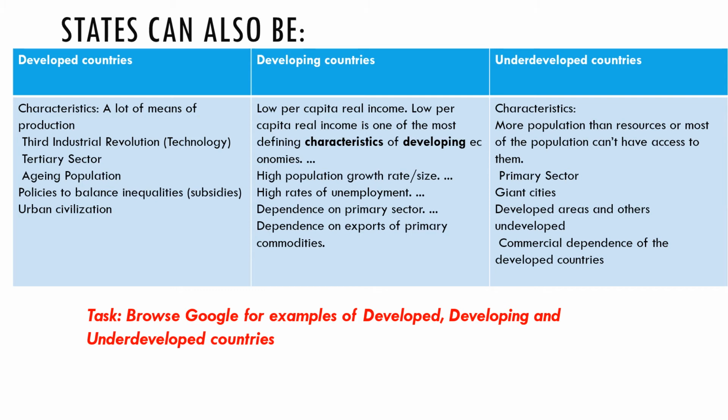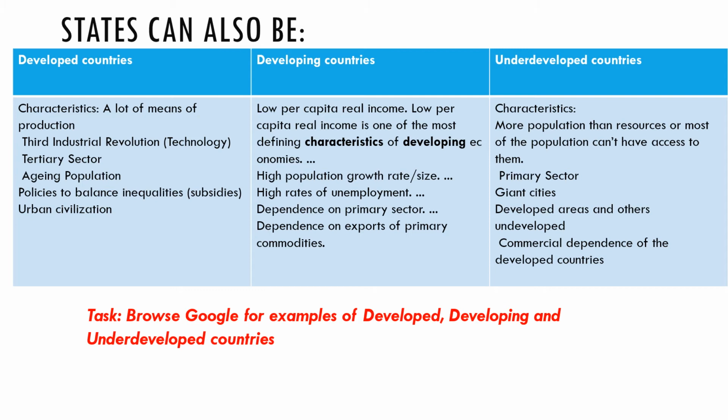They have a high population growth rate. They have high rates of unemployment. They depend on the primary sector, and they depend on exports of primary commodities. If we're talking about underdeveloped countries, then in this case we have more population than resources, and most of the population cannot have access to them.